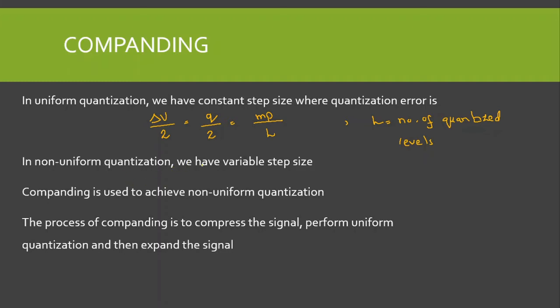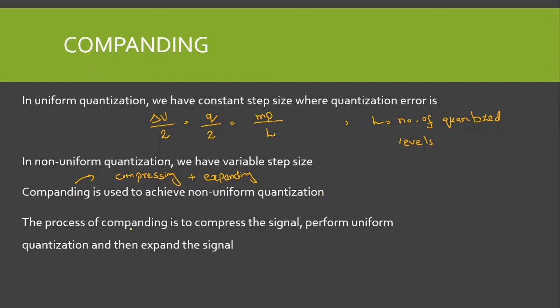In non-uniform quantization, we have variable step size. Now compounding is used to achieve non-uniform quantization. Compounding is basically a combination of two words, compressing and expanding. So compounding is compressing plus expanding, or we can say that a compounder is equal to a compressor plus an expander.